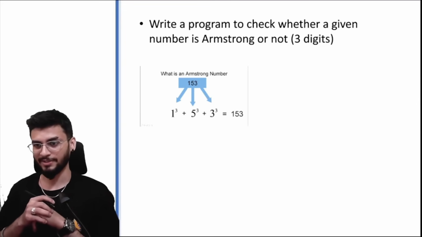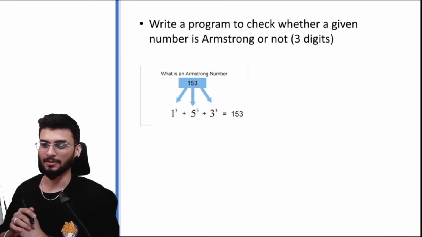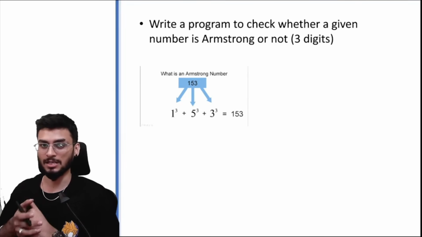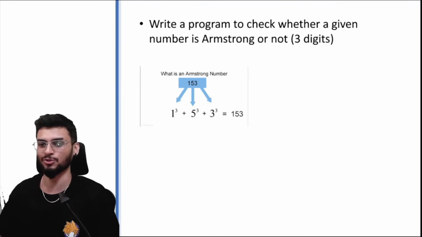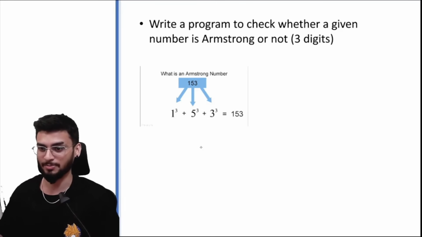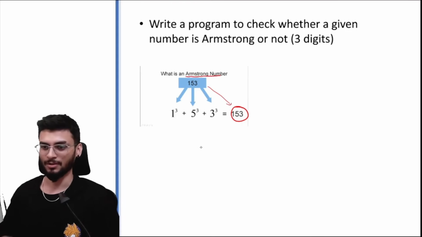So we need to find out if a given number is Armstrong or not. Simply speaking, the Armstrong number is the sum of cubes of individual digits. If it's equal to the original number, then it's an Armstrong number. So this example does a perfect job to explain this. If I have a number 153, the cubes of individual digits and the sum of it is equal to the original number. If this equals this, then it's an Armstrong number. So can you think of a way? How do we find out if a number is Armstrong or not?